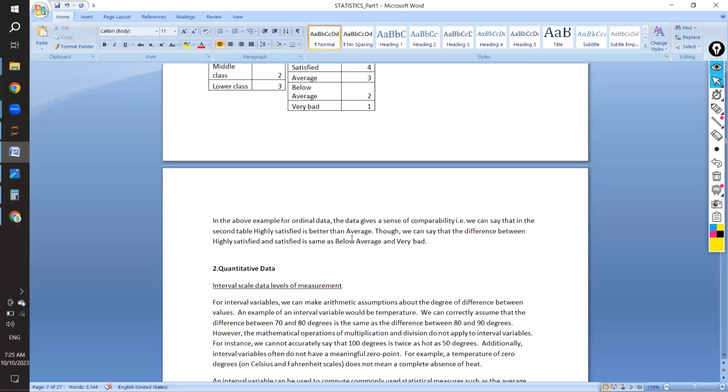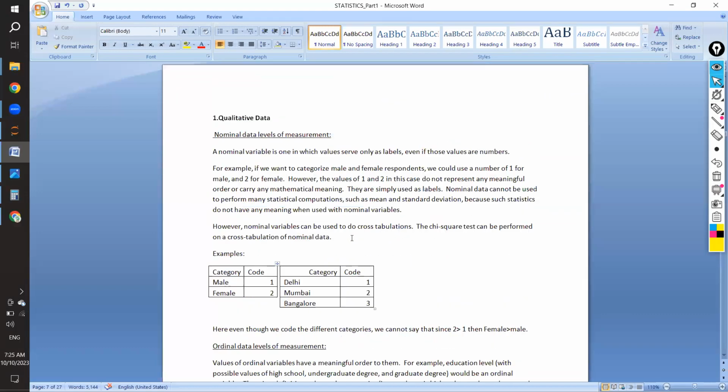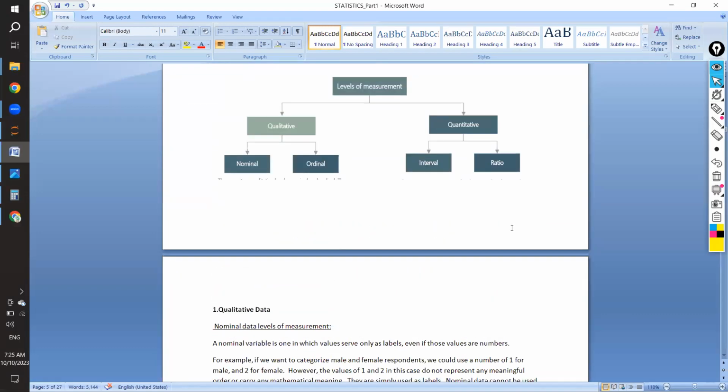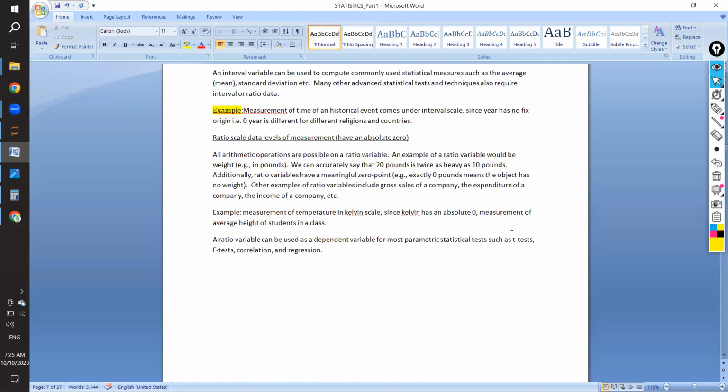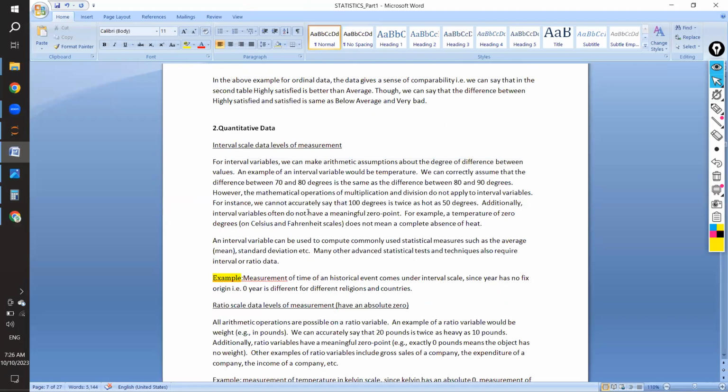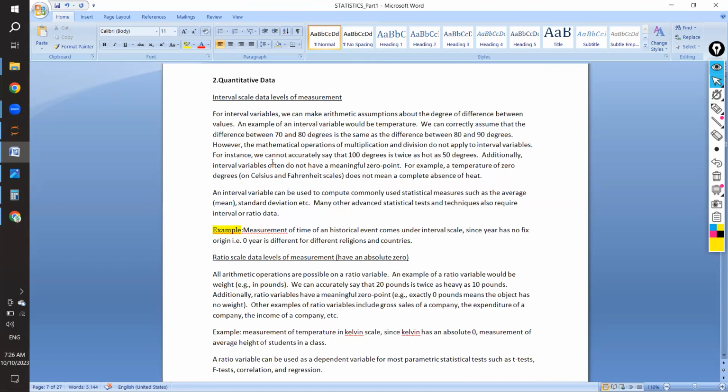Okay, but don't worry, if you're not getting this at this stage, while we are solving certain problems you will definitely understand. Now, as you can see from these examples, you cannot accurately say 100 degrees is twice as hot as 50 degrees. Additionally, the interval scale does not have a meaningful 0 point. For example, a temperature of 0 does not mean complete absence of heat. It is just a statistical measure.